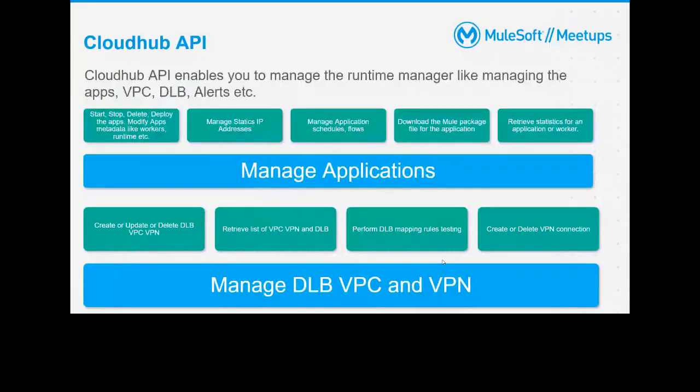I already showed the demo. So now we will talk about the Cloud Hub API. MuleSoft also provides a Cloud Hub API, which is used to manage your Runtime Manager in the Cloud Hub. Basically, it can start and stop the application deployed on the Cloud Hub. It can deploy or undeploy an application on your Cloud Hub.